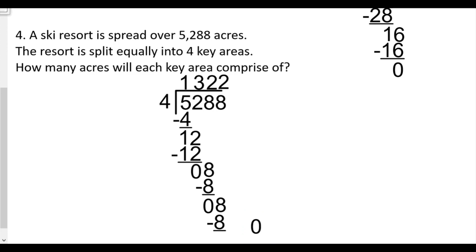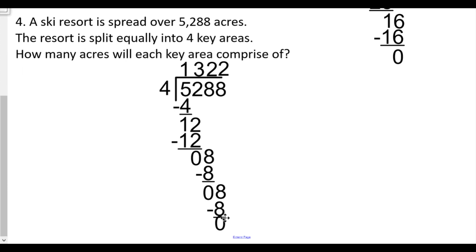And there we go with our answer. It's right there. It just doesn't want to fill the page. There we go. 1,322 acres will comprise each section.